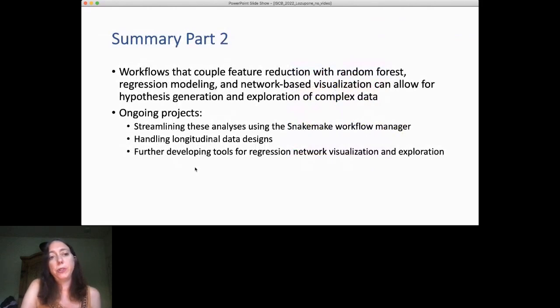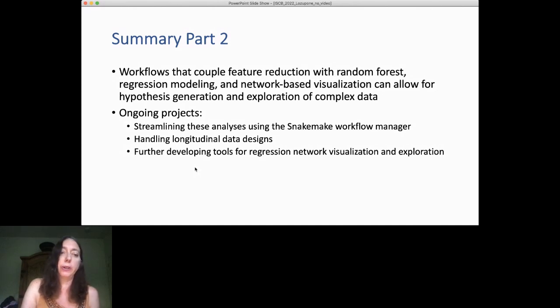So in summary for part 2, workflows that couple feature reduction with random forest, regression modeling, and network-based visualizations can allow for hypothesis generation and exploration of complex data. So ongoing work in my lab, we are streamlining these analyses using the Snakemake workflow manager to add to robustness and reproducibility of our work. We're working on handling longitudinal data designs and applying it to a diet intervention we've done in HIV-infected patients. And we're also further developing tools for network visualization and exploration for networks from linear regression.